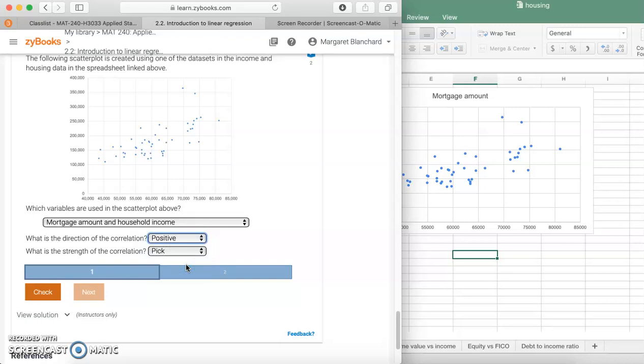So remember that your correlation coefficient, as we'll learn about in a little bit, is between -1 and 1. The closer your correlation coefficient is to -1 or 1, also the closer your slope is to -1 or 1, you're going to see that the correlation is stronger.